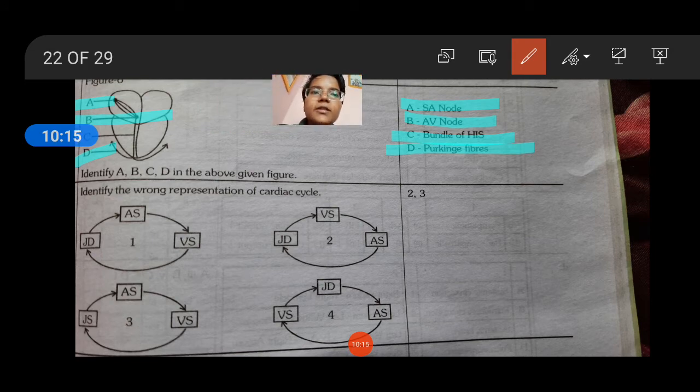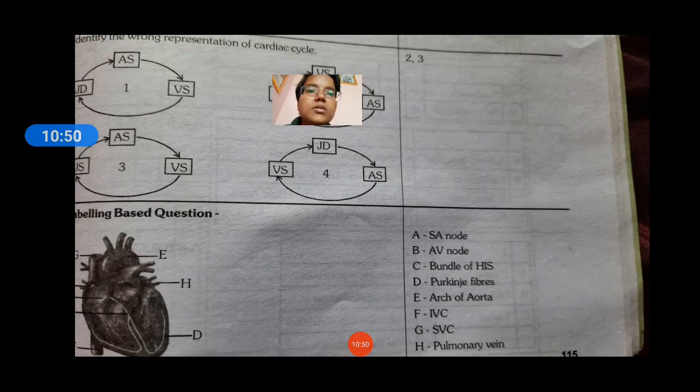Now identify the wrong representation of the cardiac cycle. Atrial systole, ventricular systole, joint diastole. We have to find which one is wrong. Joint diastole occurs, then atrial systole, and then ventricular systole. Yes, it's correct. This and this one are correct. 2 and 3 are incorrect accordingly.